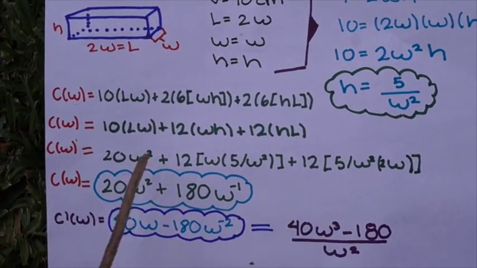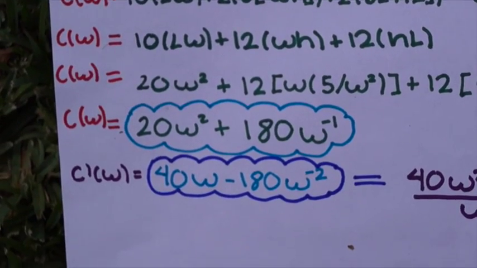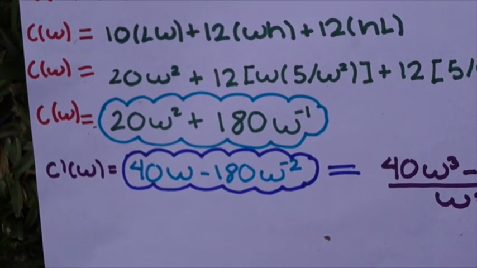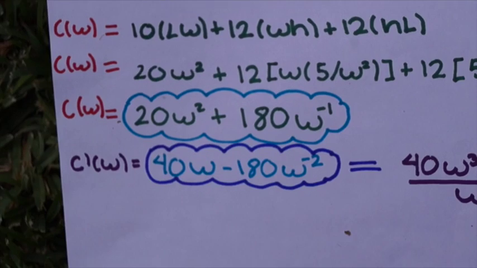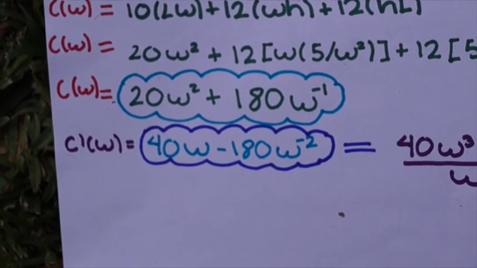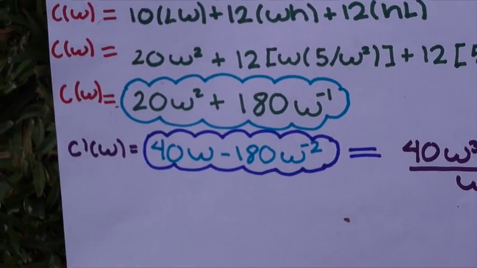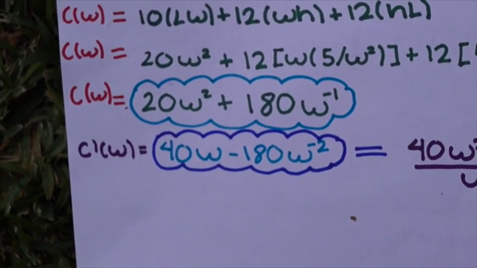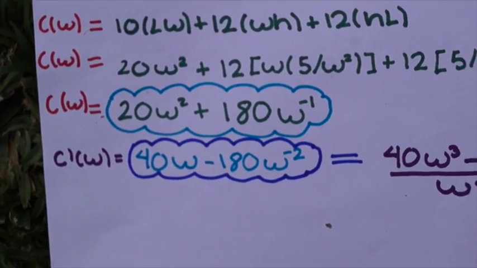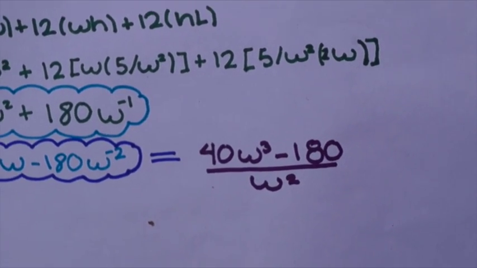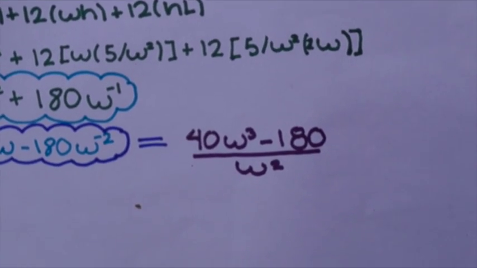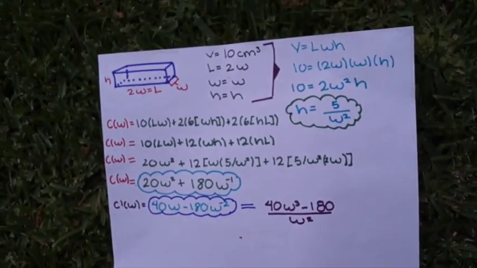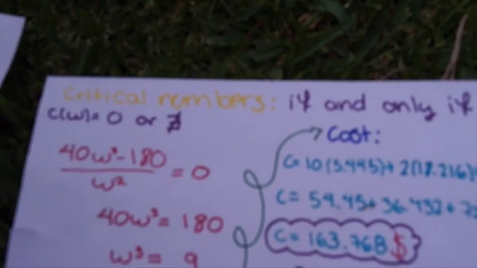Then we simplify this expression and obtain that C of w is equal to 20w squared plus 180w to the minus 1. Later, we obtain its derivative: the derivative of C of w is equal to 40w minus 180w to the minus 2, which is actually equal to (40w cubed minus 180) over w squared. We obtained the derivative of the function.